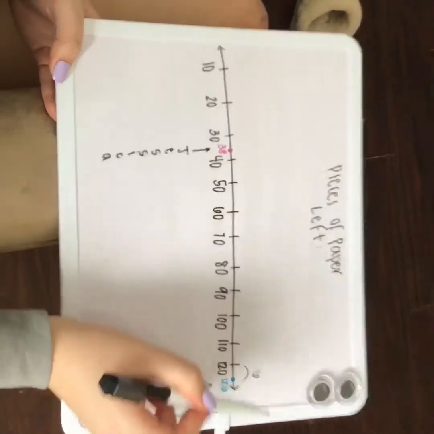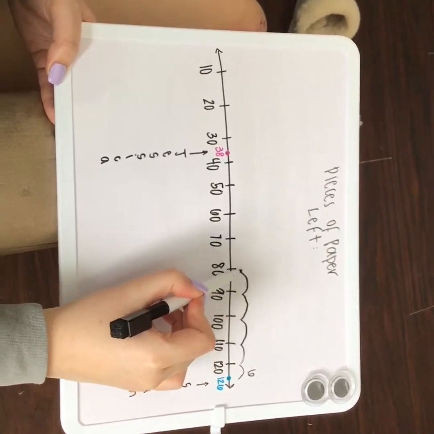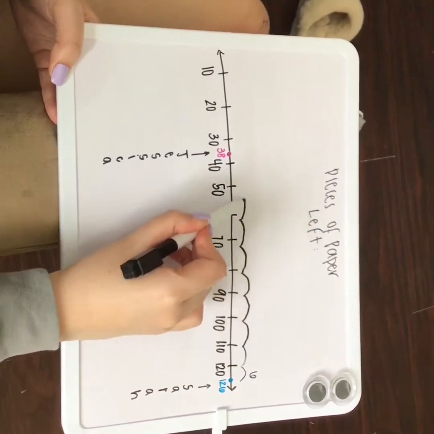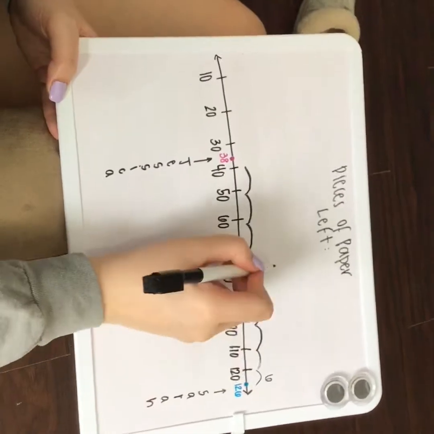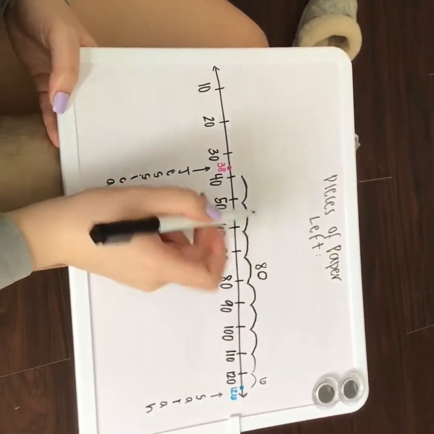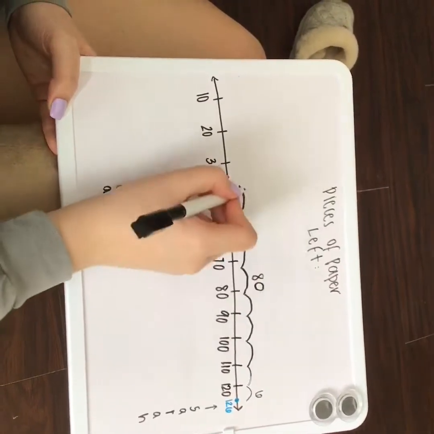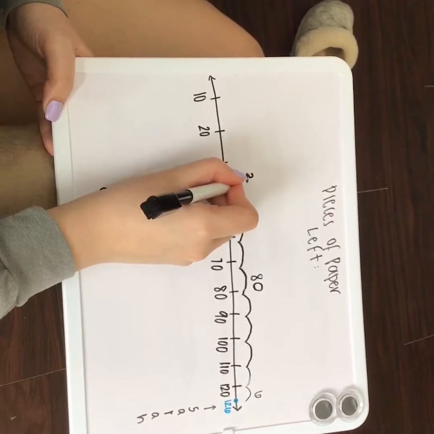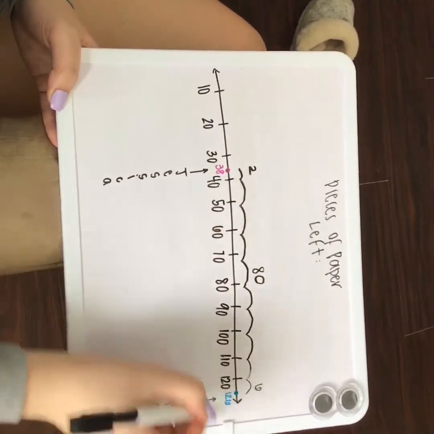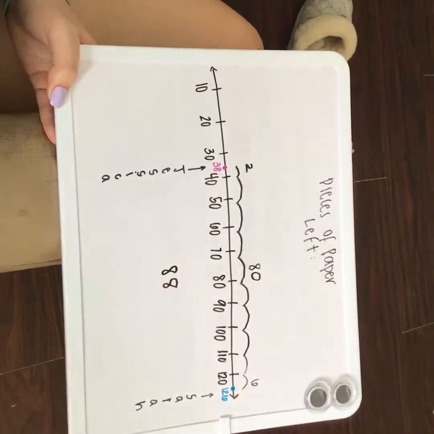And then we're going to keep jumping by 10. So we have 110, 2, 3, 4, 5, 6, 7, 8 more tens. So that's going to be 80 right there. And then to find the rest of it, we're going to go to the 40, so from the 38 to the closest ten, which is 40. So that's going to be a gap of 2. So if we add all of those together, we get 88 pieces of paper left.